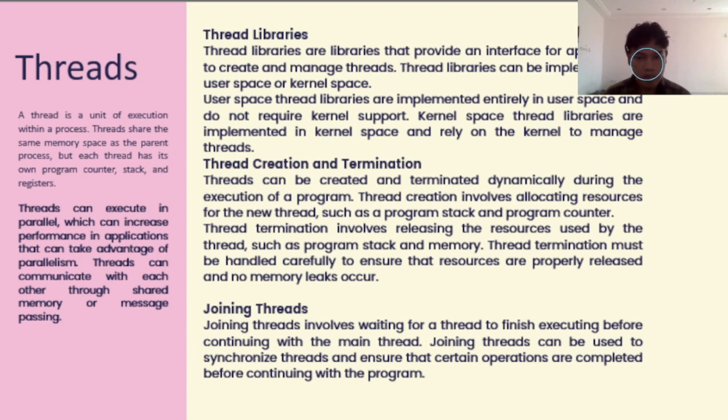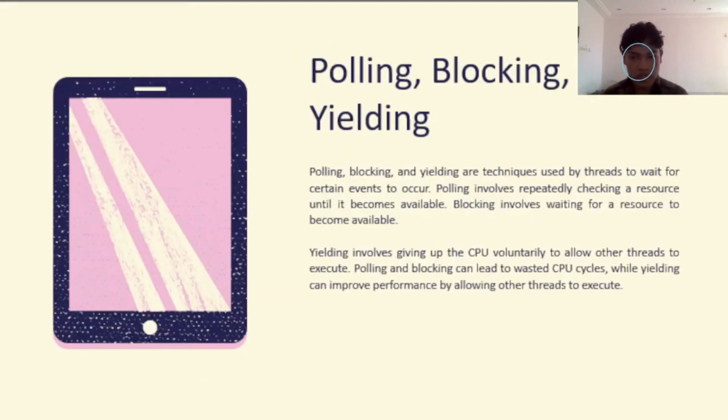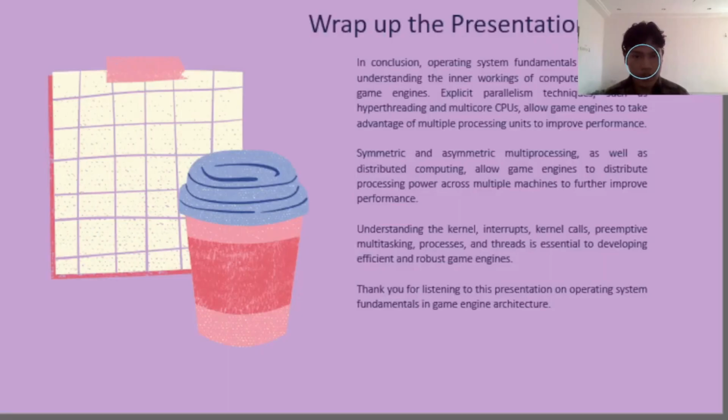The next is polling, blocking, and yielding. The thread synchronization techniques such as polling, blocking, and yielding are used to manage access to shared resources and to avoid race conditions. The next is to wrap up the presentation.